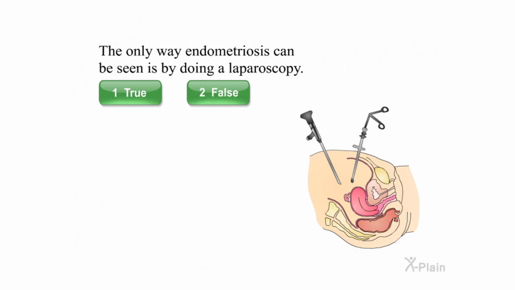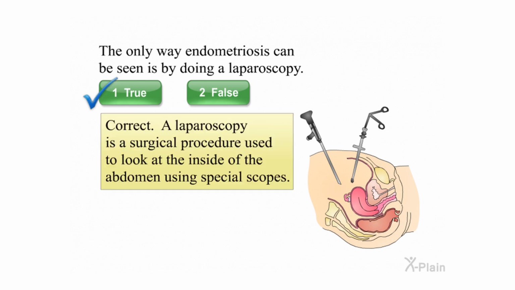The only way endometriosis can be seen is by doing a laparoscopy. Select true or false. Correct. A laparoscopy is a surgical procedure used to look at the inside of the abdomen using special scopes.